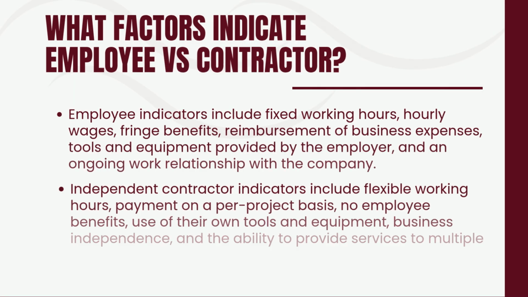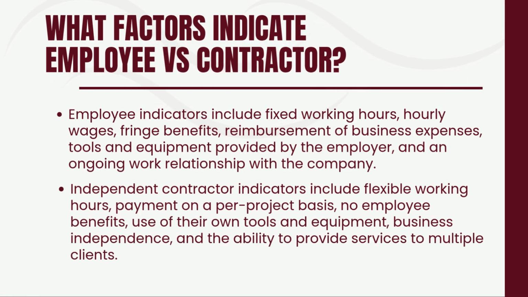What factors indicate employee versus contractor? Employee indicators include fixed working hours, hourly wages, fringe benefits, reimbursement of business expenses, tools and equipment provided by the employer, and an ongoing work relationship with the company. Independent contractor indicators include flexible working hours, payment on a per-project basis, no employee benefits, use of their own tools and equipment, business independence, and the ability to provide services to multiple clients.